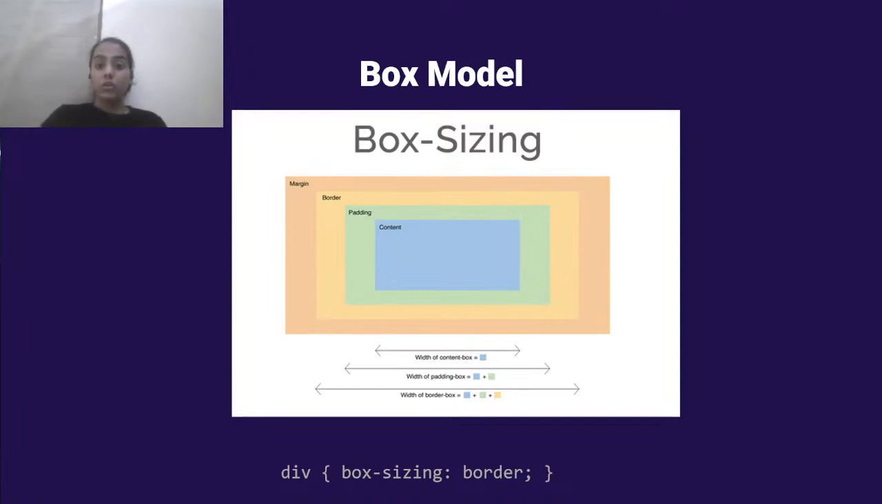So the width you use is the outermost border. So now let us talk a little more about the box model in CSS.